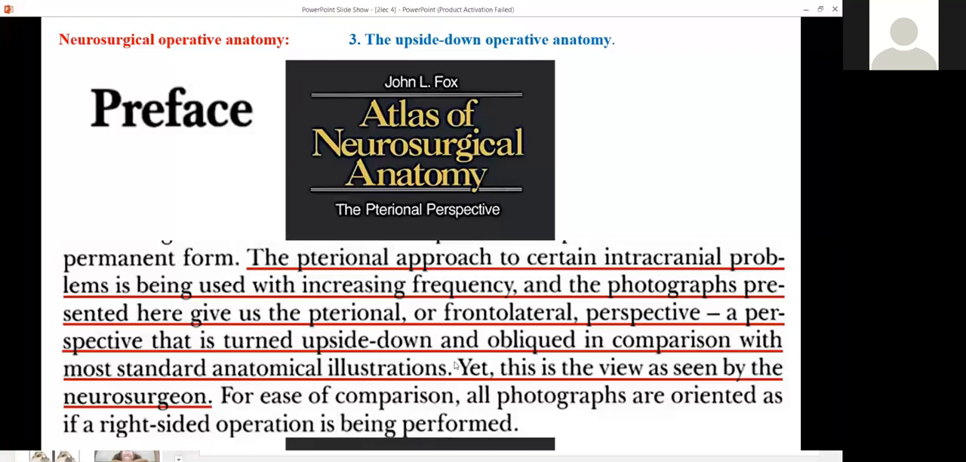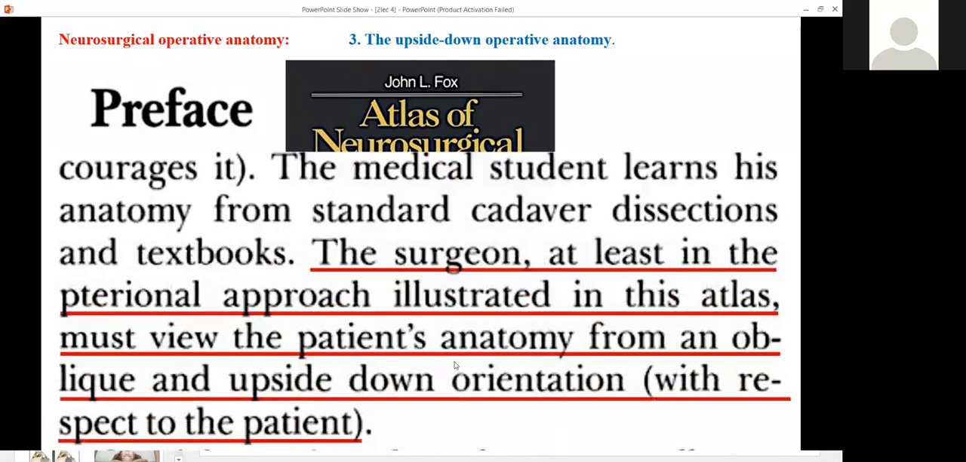And actually, I searched a lot of books. Maybe one or two books in neurosurgery focus on this concept, which is quite important, that the neurosurgeon's view of anatomy is different from the usual anatomical illustration.